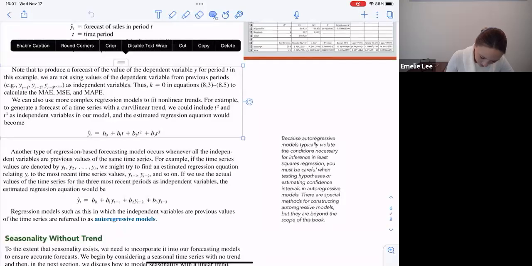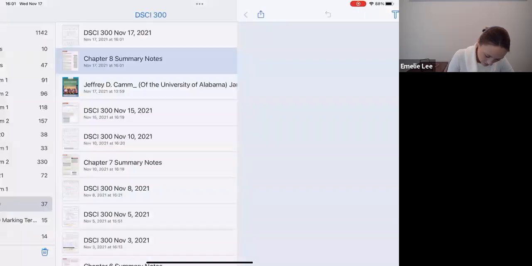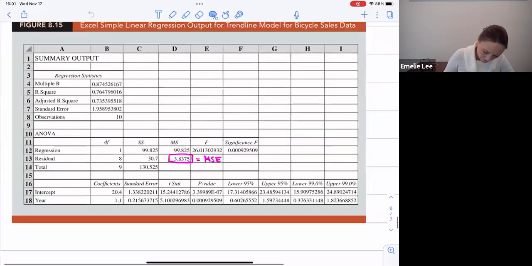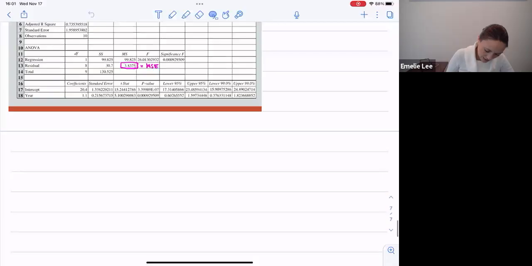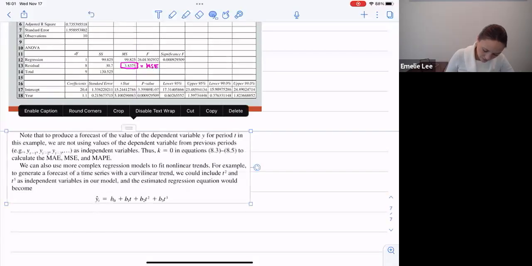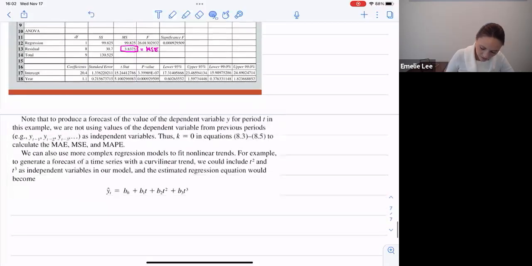So one thing, we're not relying on previous values anymore, right? So we can still find the mean squared error, the mean absolute error, and the mean absolute percentage error, the MAPE. But because we're not relying on previous observations or previous forecasts, you can just let K be 0.